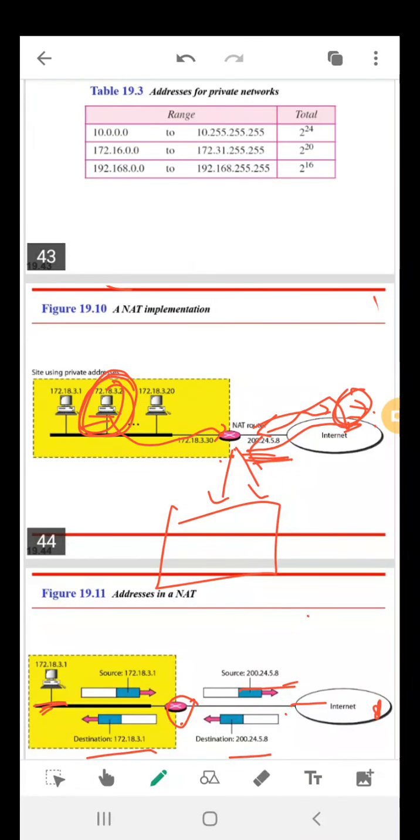the NAT router is going to use a table. So every outgoing packet information will be saved in the table, and for that the incoming packet will be converted accordingly to find the exact destination. Okay.